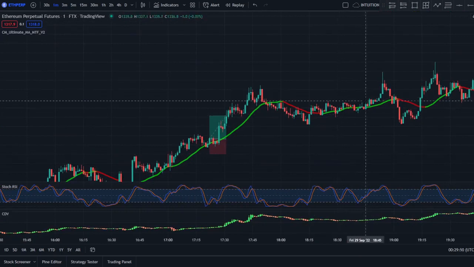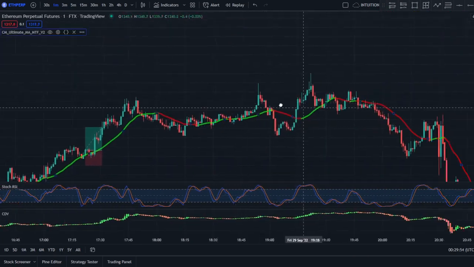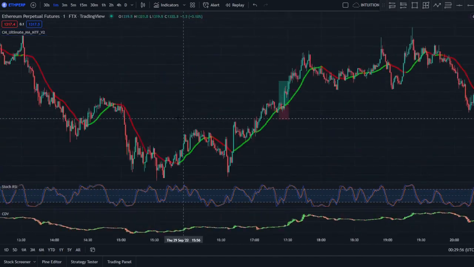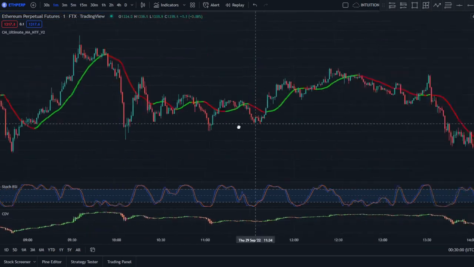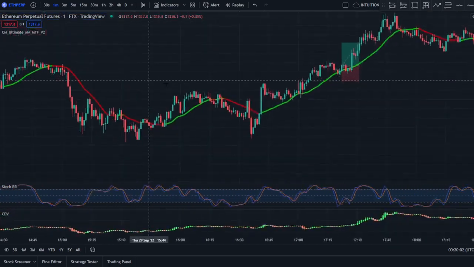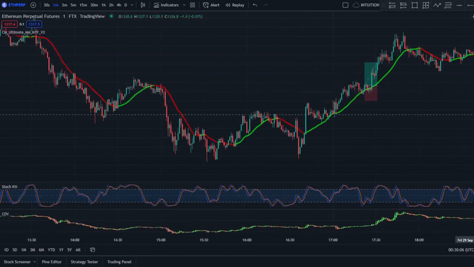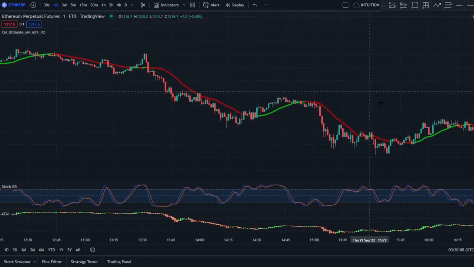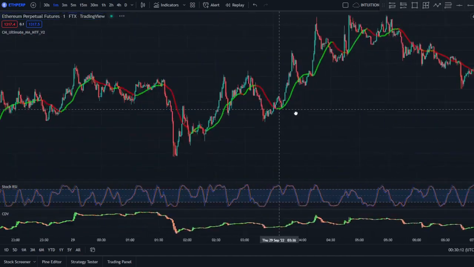So let me show you guys another example. Alright, on the long side, if you just look at the big trends, you won't be taking a lot of trades, but when you take those trades they will be winners. So this means that you have a high win rate, which is way better than just taking a bulk amount of trades and not having a high win rate.